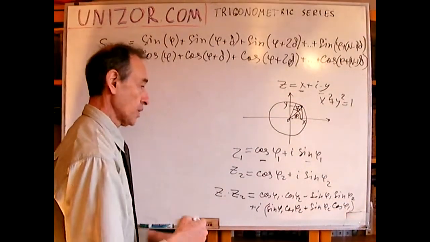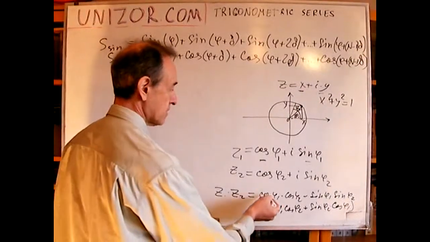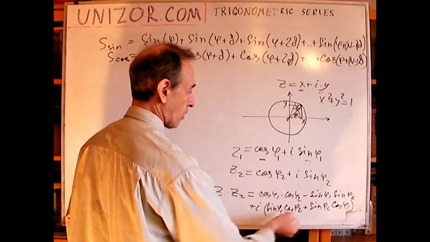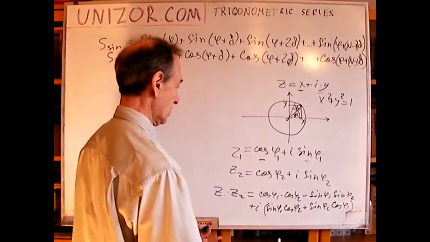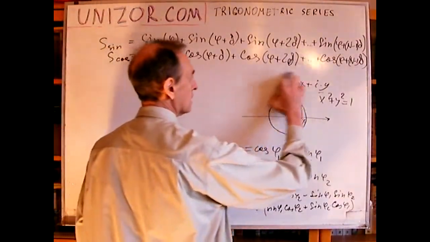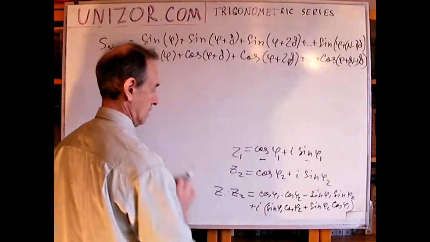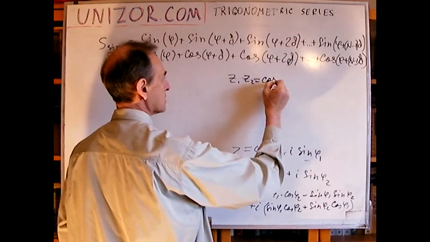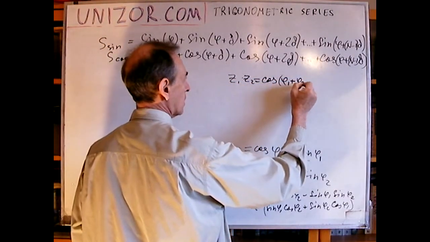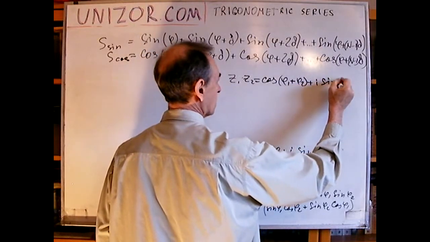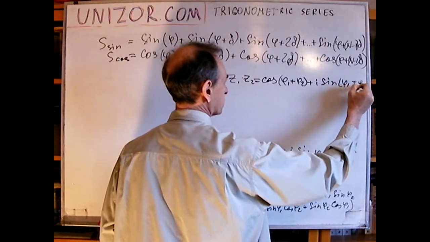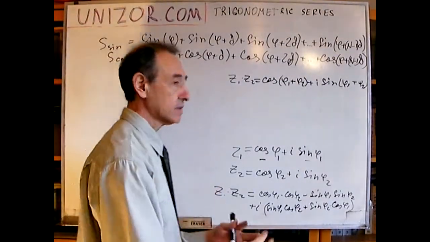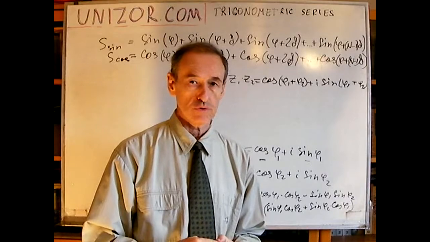Now, we immediately recognize that this is the formula for the cosine of a sum of two angles, and this is the formula for the sine of a sum of two angles. So basically what you can say is that z1 times z2 is equal to cosine of their sum plus i sine of their sum. So that's all as a kind of introduction to the methodology which I would like to present to you.